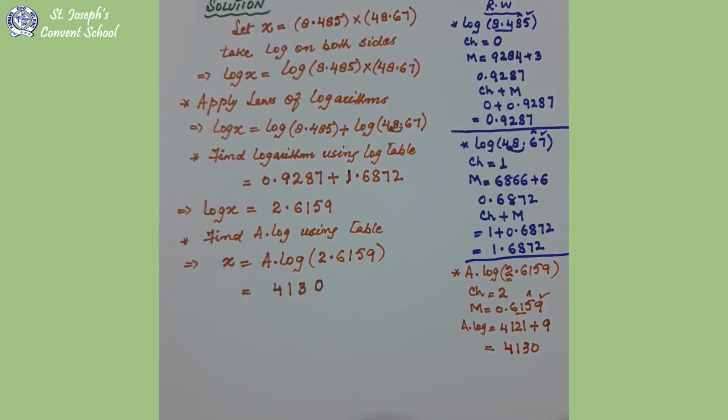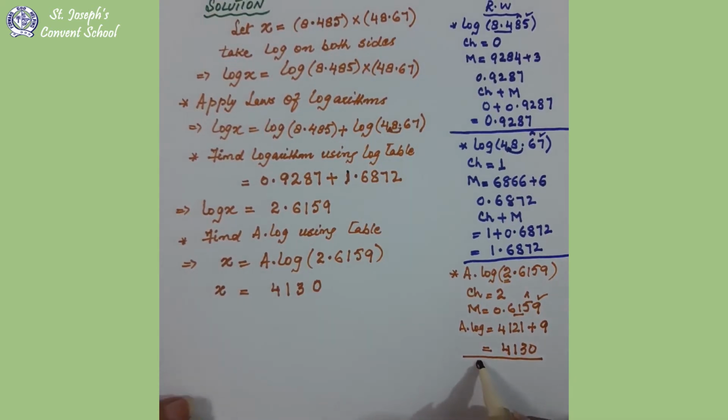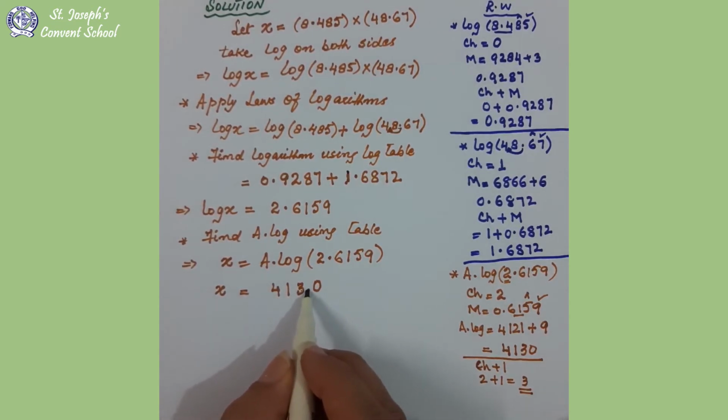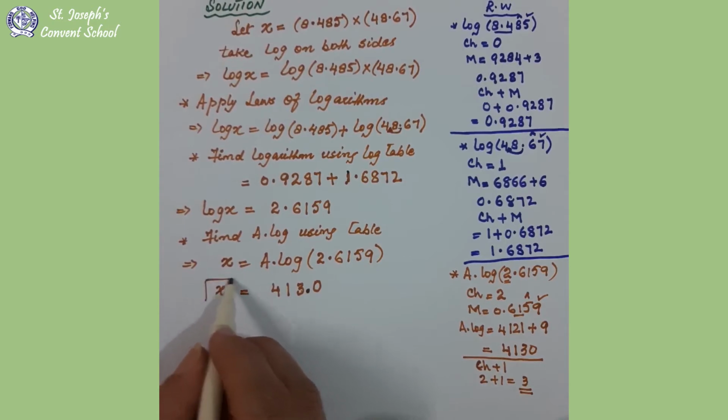In anti-log you have to find the place of the decimal. So where will we put the decimal? According to the method which I explained, always add 1 to the characteristic. So the characteristic plus 1: here the characteristic is 2, and 2 plus 1 is 3. This 3 means after the third digit. Count 3 digits, 1, 2, 3, and then put the decimal after the third digit. So this is the answer.